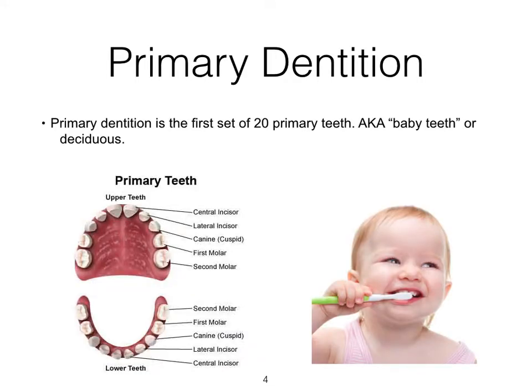So first I'm going to start off with primary dentition. Primary dentition is the first set of 20 teeth. A lot of people call them the baby teeth, or they can be called deciduous. In the primary dentition we have central incisor, lateral incisor, canine, first molar, and second molar. And this is different from the permanent dentition, which you will see later in this slideshow.